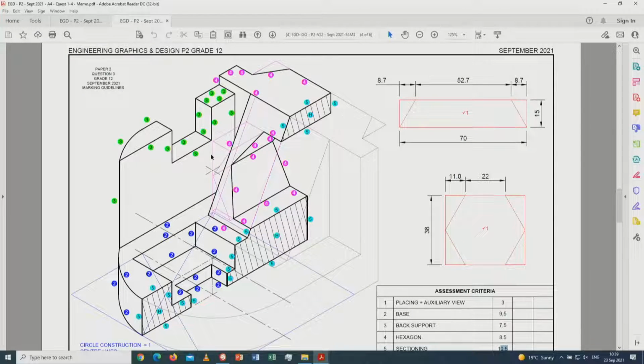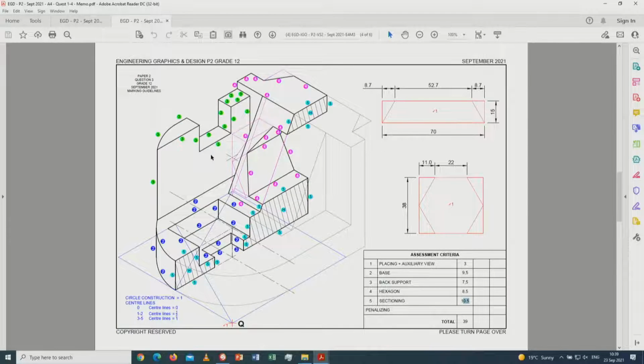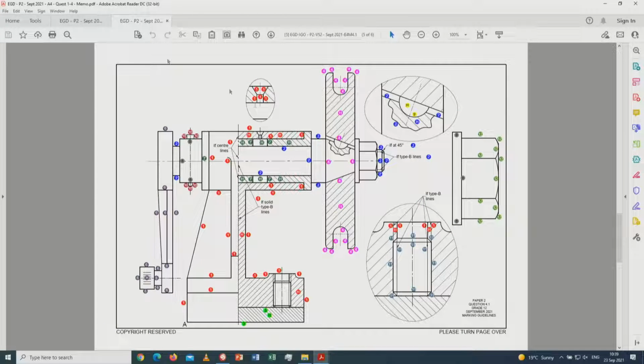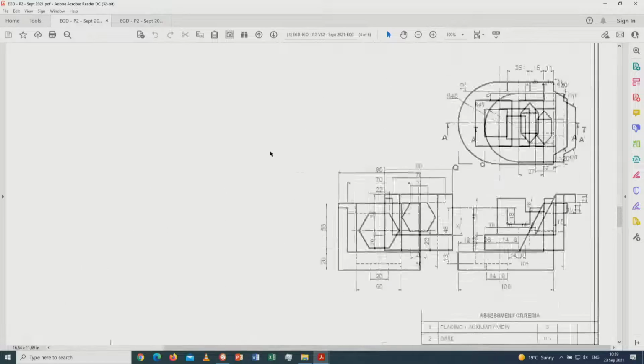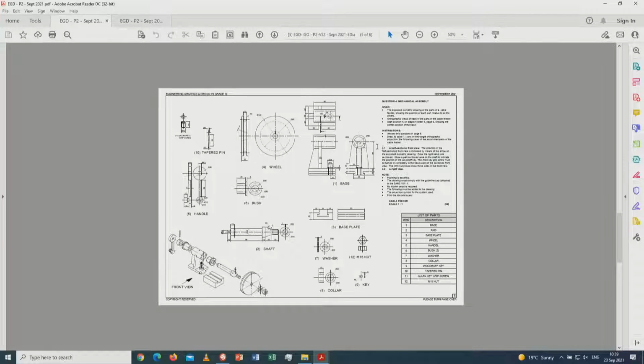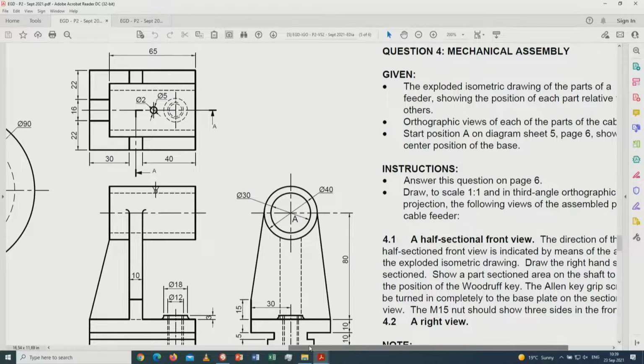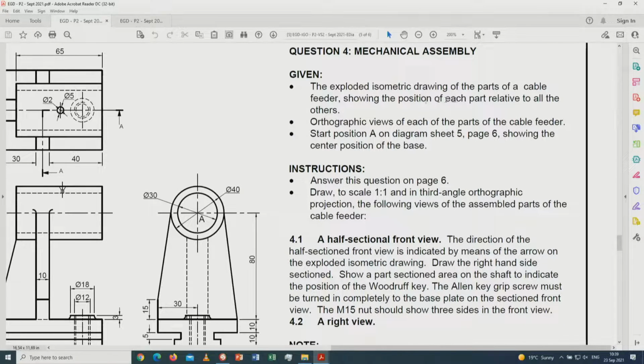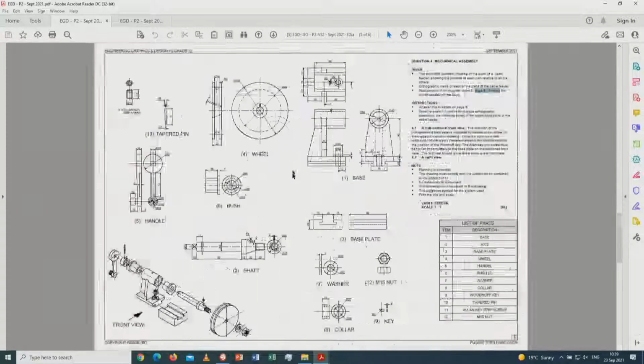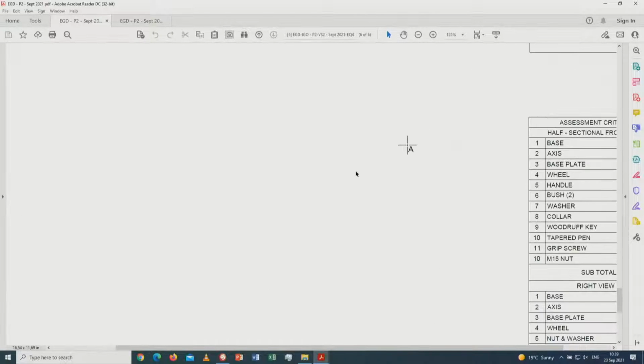We've got 20 minutes time left over. I will quickly do the last portion of this, which is this question over here. So if we go towards this part over here, it points out to you clearly in this portion, exploded view as well as the orthographic views in position with each other, the orthographic views of the cable feeder, and then also position A on diagram sheet 5, page 6. All right, so that is on this position, that is A.